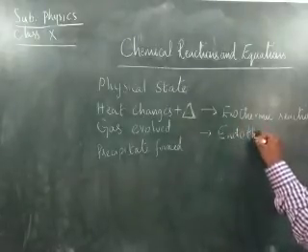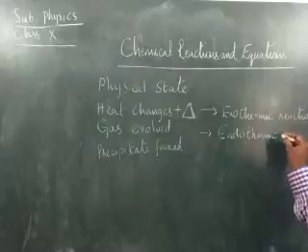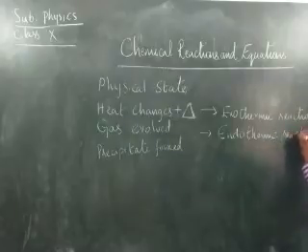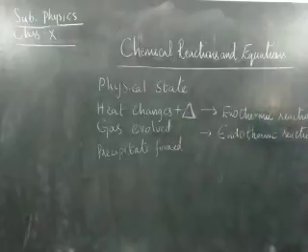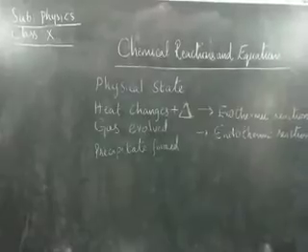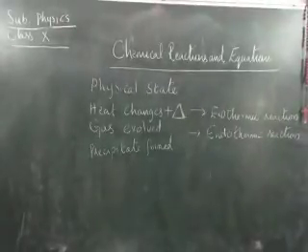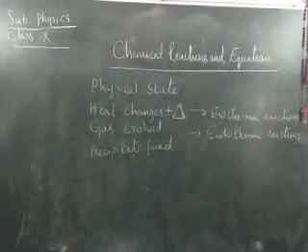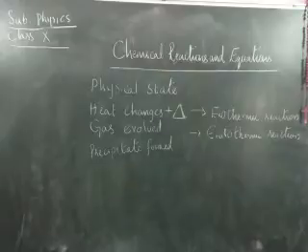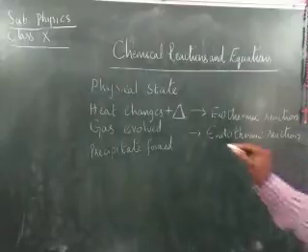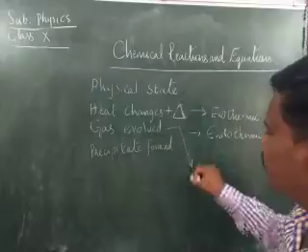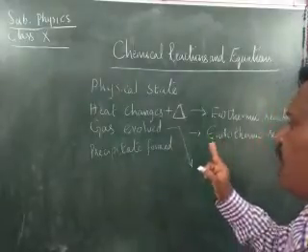Thermic comes from thermometer, therma, meaning heat, children. Measuring of heat is therma. Therma means heat, children. Therefore here we say it is an exothermic reaction or endothermic reaction, children. Next we have gas evolved. When a gas is evolved during a chemical reaction, we say that gas is evolved.